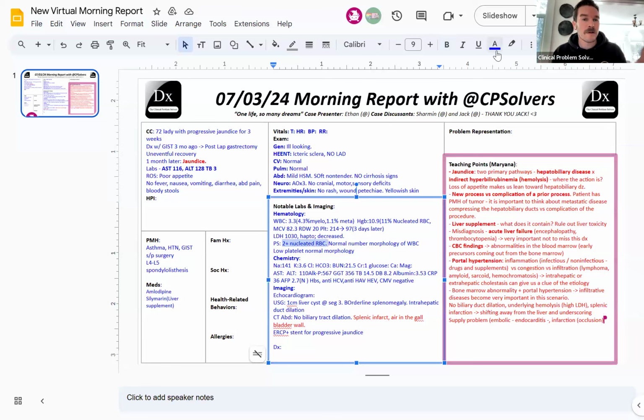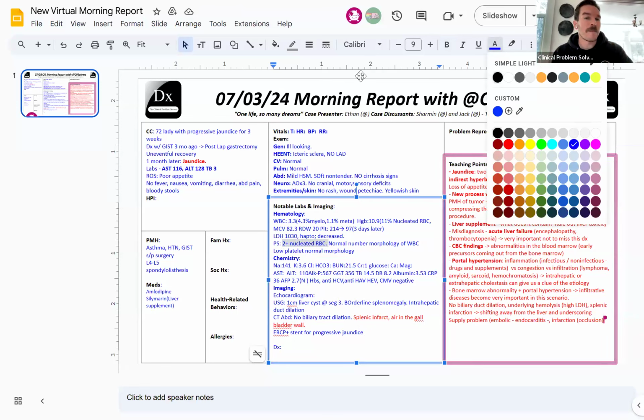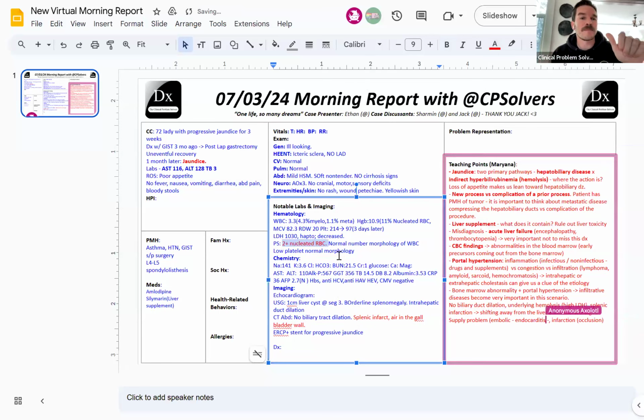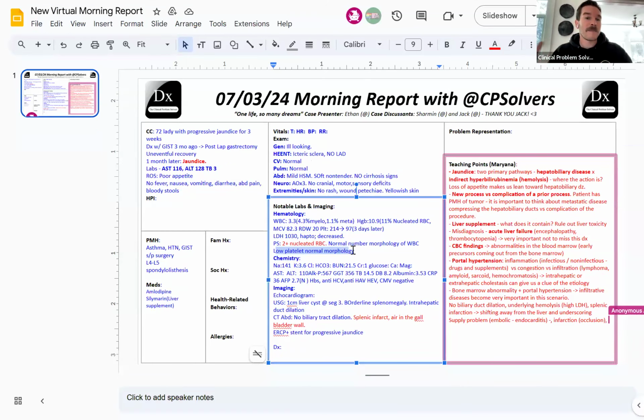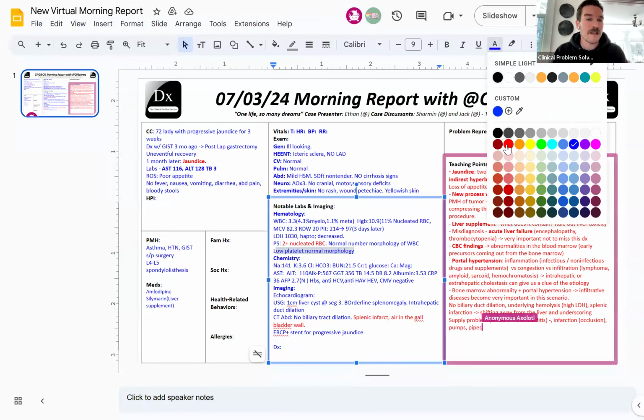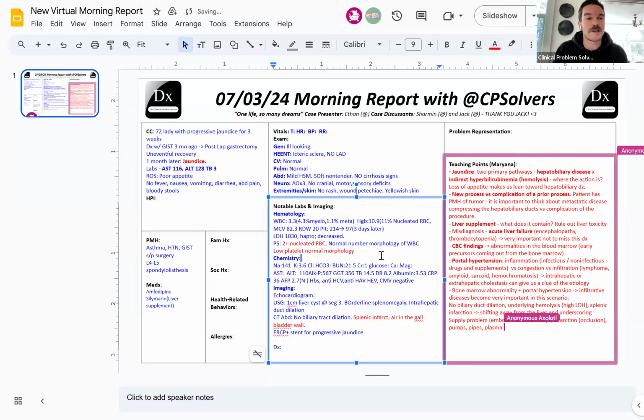So supply problems in a splenic infarct is really coming back to the framework that Robbie teaches: pumps, pipes, or plasma. The pump being the heart, cardioembolic; pipes being an underlying vasculopathy, like a splenic artery dissection or a vasculitis, which we don't necessarily have evidence of on the imaging findings, or a problem with hypercoagulability.